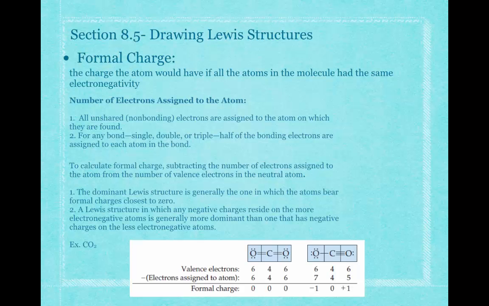So if we compare these two, if I didn't know about formal charge, I would say that both of these Lewis structures are valid, and they are. However, the first Lewis structure, because all of the formal charges are 0, is the dominant structure, the one that you will see more than the one on the right-hand side.